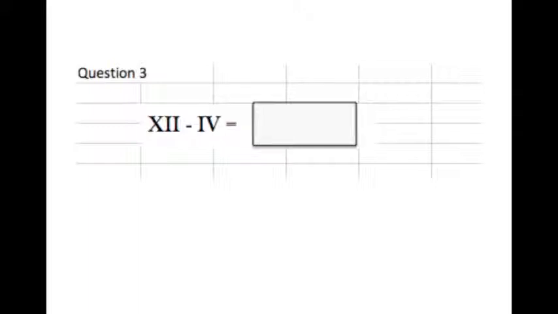Question 3, our Roman numerals. The first number, we have 10 and then 2 after it. 10 and 2 is 12. The second number is 1 before 5. Well, the number before 5 is 4. And we're doing a subtraction. 12 take away 4 equals 8. 8 is 3 after 5. So we shall write VIII.